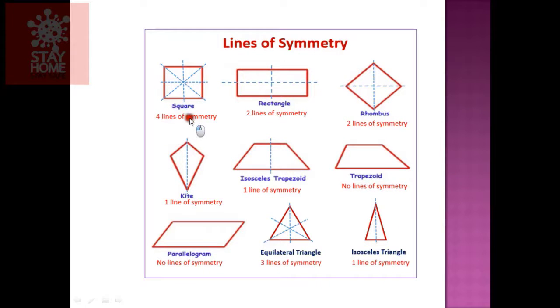Here 4 lines of symmetry. In the rectangle, 2 lines of symmetry. In the rhombus, 2 lines of symmetry. 1 line of symmetry in the kite only. The same for the isosceles trapezoid, 1 line of symmetry. In the trapezoid, no possibility of a symmetrical line.